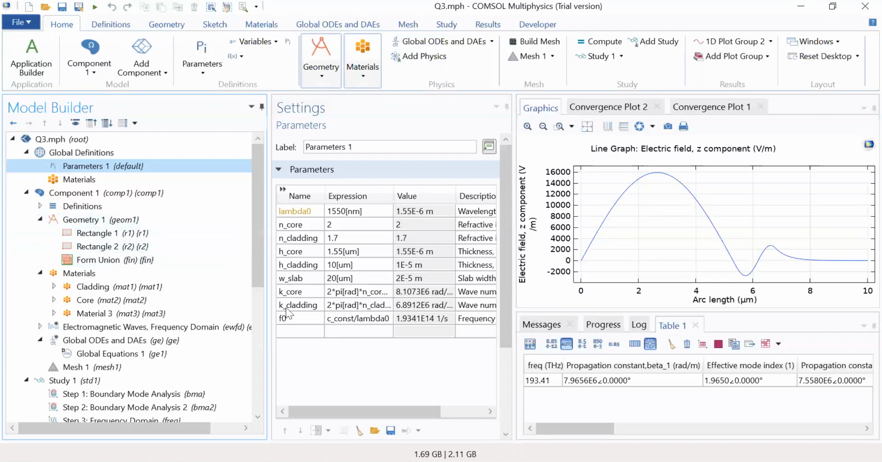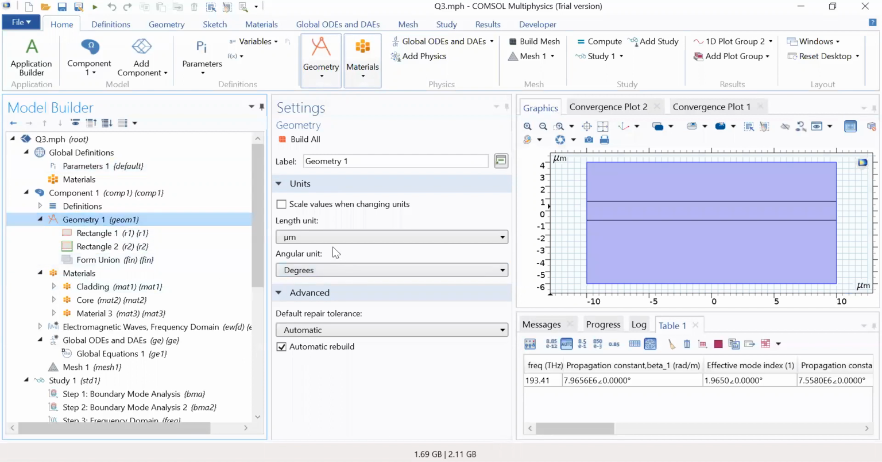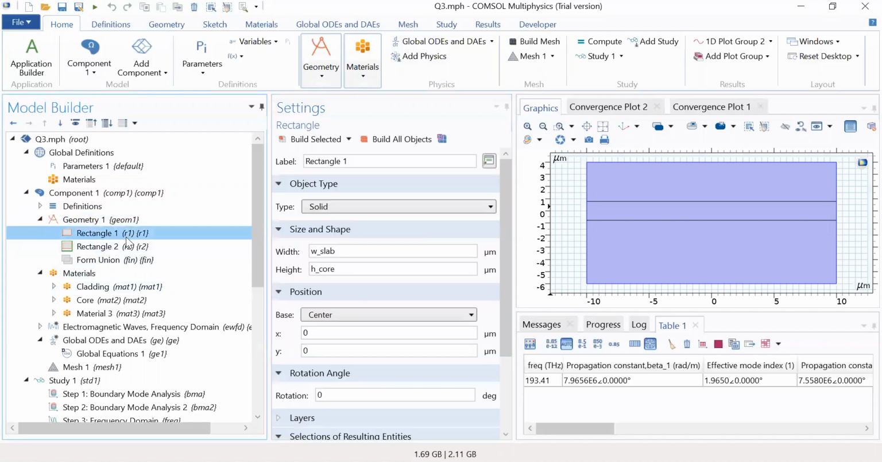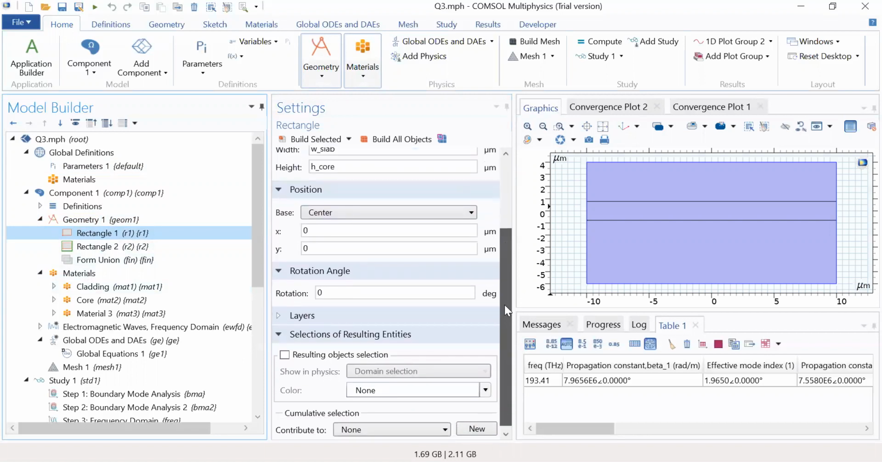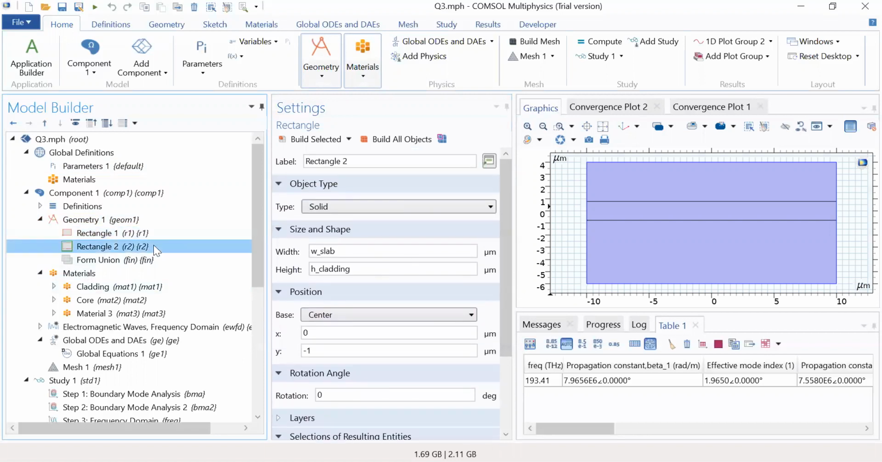As we define these parameters, we are going into geometry. Similar things are happening. Micrometer unit we have to choose. Then we start with rectangle one, which corresponds to the core region. So we first define the core region. Similarly, we define rectangle two, which corresponds to the cladding region.